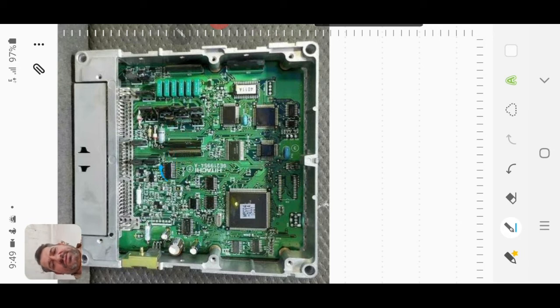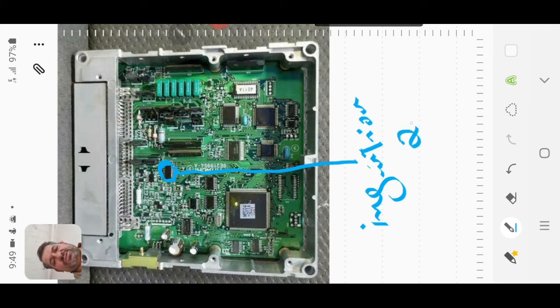This is the chip for the ignition coil. Ignition coil. This is the most common failure part for this car. If one of the ignition coils is not working, you simply check the ignition coil first.